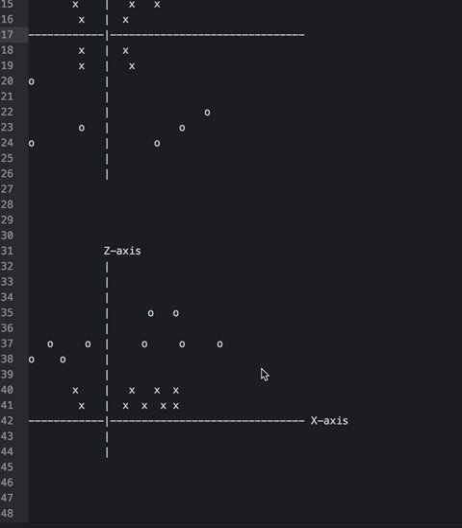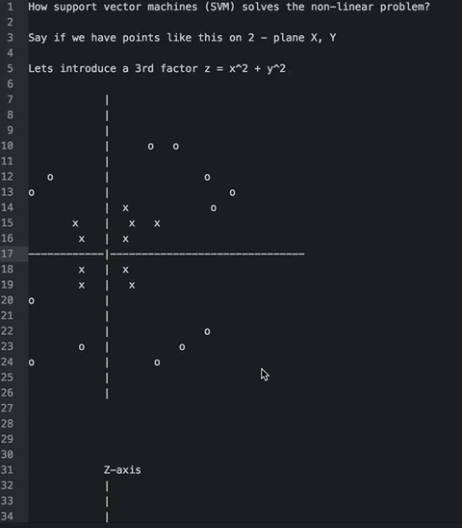That is awesome. That's really cool, guys. This is the kernel trick that is used by SVM and in a lot of machine learning algorithms, to solve problems which are not linearly separable by introducing those new kinds of factors. I hope you like this, guys.